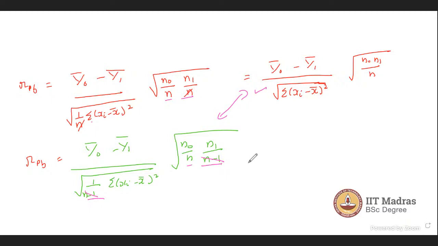Excuse me, sir, any specific reason why we didn't divide n0 by n minus 1? No, you can do that also. It doesn't matter. Divide by n minus 1 and take it as n. It's the same thing.